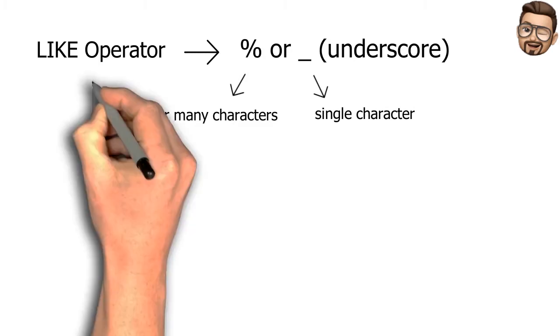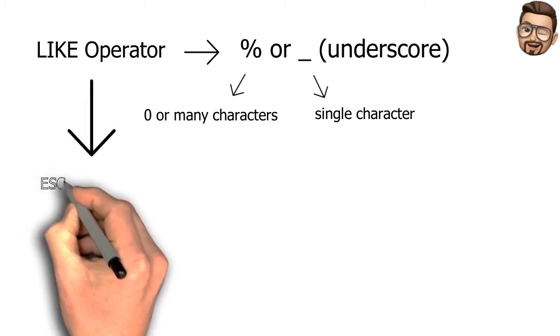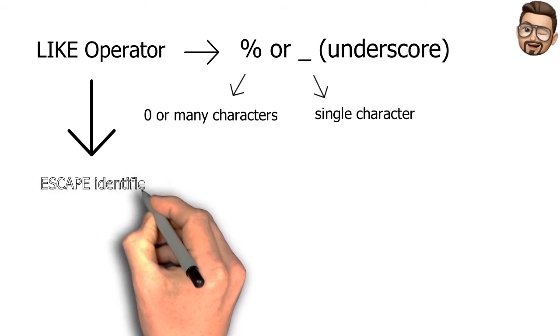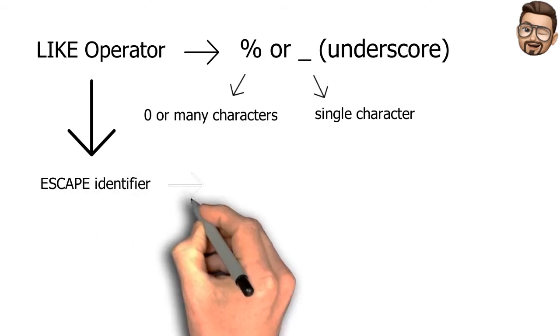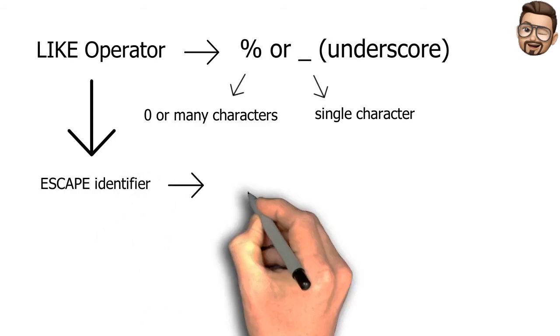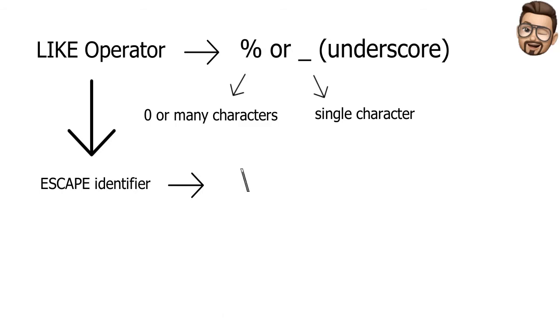The percentage symbol is used to represent any sequence of zero or more characters, while the underscore symbol is used to represent a single character. Besides that, an escape identifier can be used with the LIKE operator. You can use it to search for the actual percentage and underscore symbols. Let's take a look at the example.